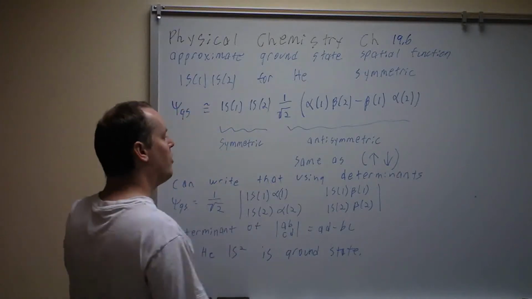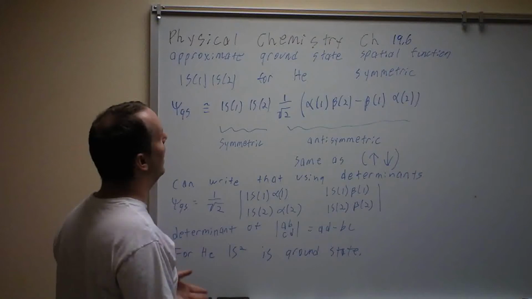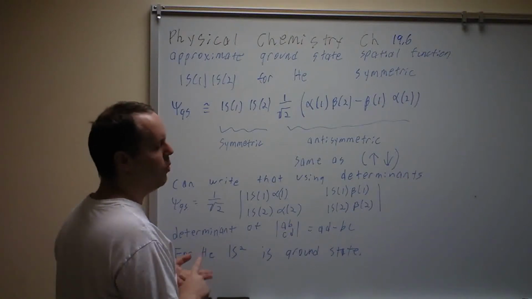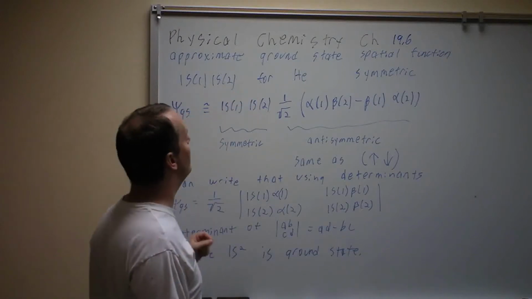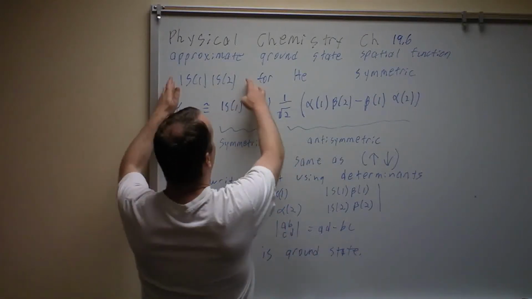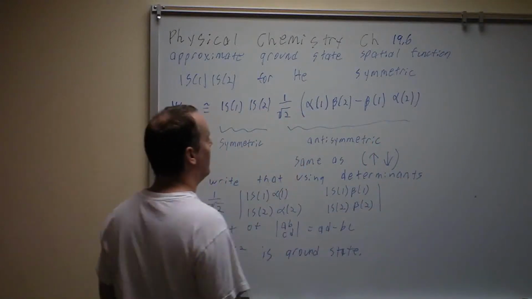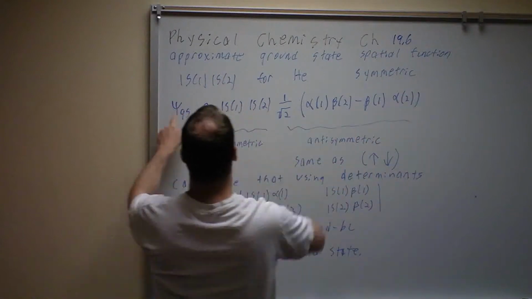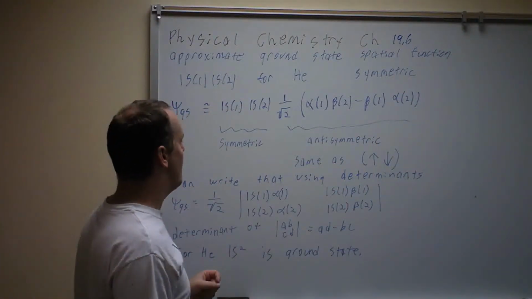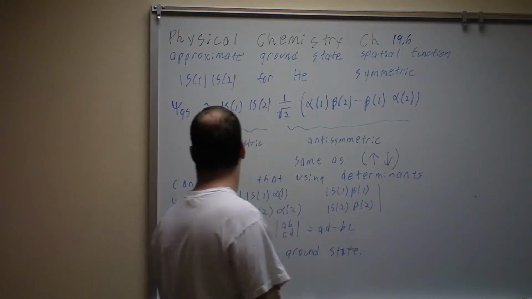But remember, it's a fermion, so the overall wave function has to be overall antisymmetric. So if the wave function is symmetric, then it must be the spin function that's antisymmetric. So remember, you multiply the wave function by the spin function, you get the overall psi function. Now, another way to write this is just spin up, spin down.